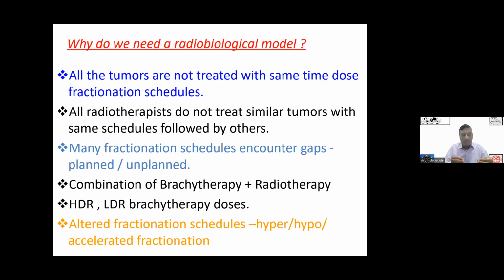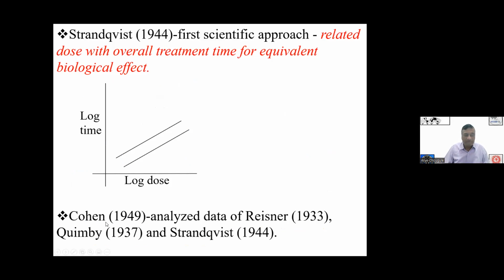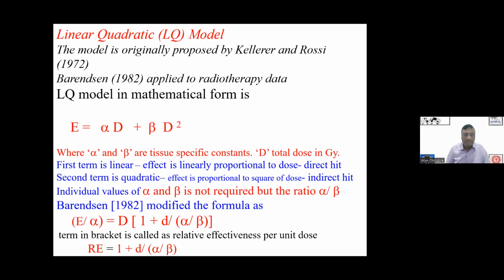Then you have a combination of radiotherapy, brachytherapy plus external beam therapy, altered fractionation schedules. This was the first, the Strandquist graph, for the cancer and the normal tissue, log dose and log time, and then Cohen and Quimby analyzed. That was the first relation, and based on this came the NSD, nominal standard dose, cumulative radiation effect, and TDF, time dose fractionation models, which were given and being used. Still in the 1990s they were being used.